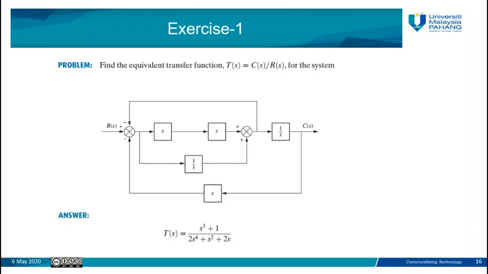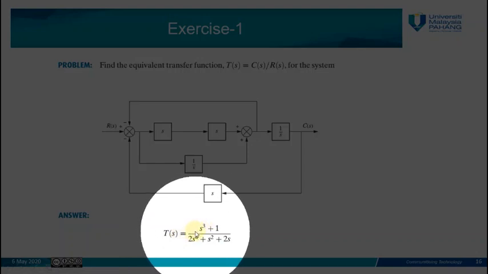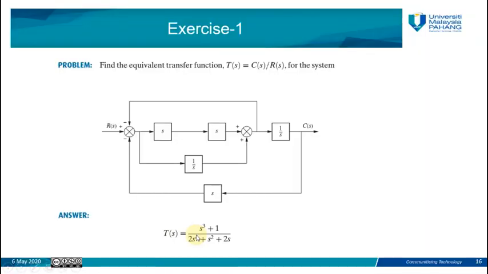Here there is one exercise. I need to find the equivalent transfer function for this complicated system, which consists of multiple blocks with transfer function values already defined: s, 1 over s and 1 over s, and the feedback is also s. So you need to find the equivalent transfer function, or the closed loop transfer function, of this system by using the reduction techniques. And here is the answer for this exercise. I hope you try and practice to solve this exercise.